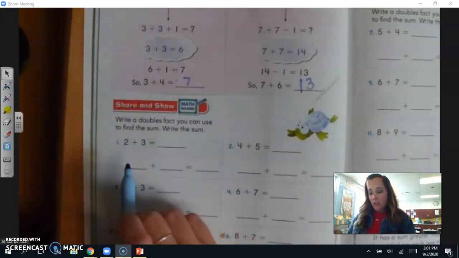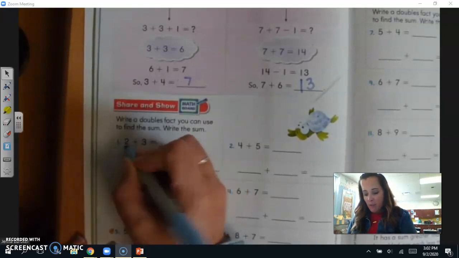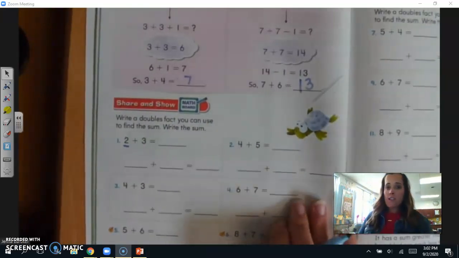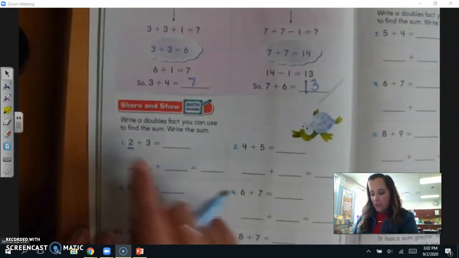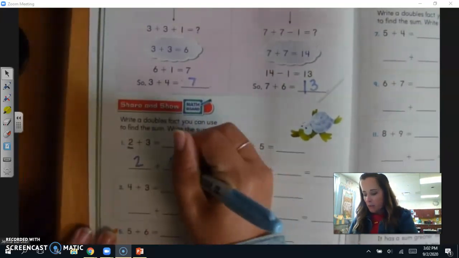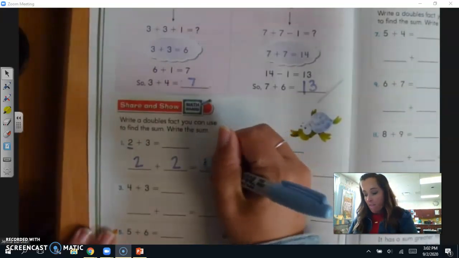Right away, what I'm going to have you do every time is underline that first number. So I'm going to underline that first number, and I'm going to make that my doubles fact. So I'm going to make it 2 plus 2 equals 4.